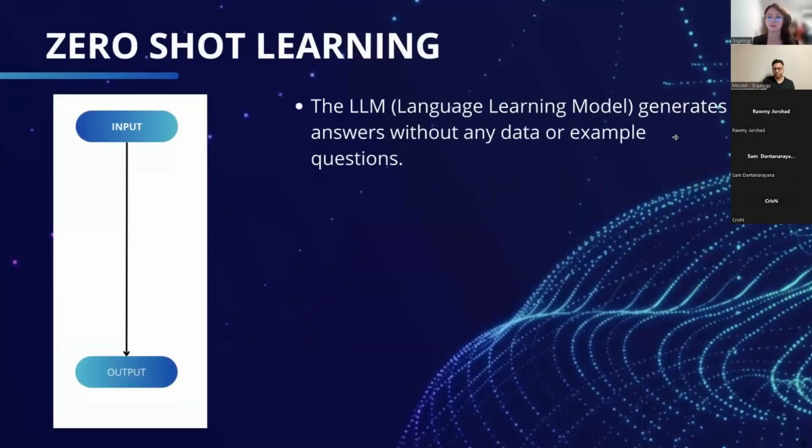Zero-shot learning. This is the simplest one. In this case, we don't do anything. The large language model basically generates answers from your question.